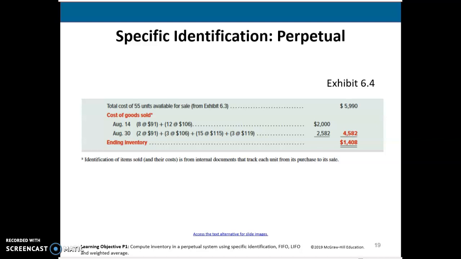of $14.08. So the difference here with specific identification is you're selling a specific item out of your inventory. It doesn't matter what order it came in, you're selling a specific item with a specific identification number.